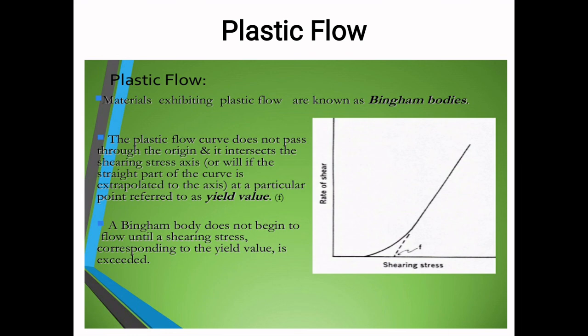In this picture you can also see the graph between the rate of shear and shearing stress. Here you can see that the graph does not originate from the zero point, it originates somewhere on the axis, and when the dotted line is extrapolated, it meets the shearing stress axis, and the value is recorded as the yield value of that plastic flow fluid.